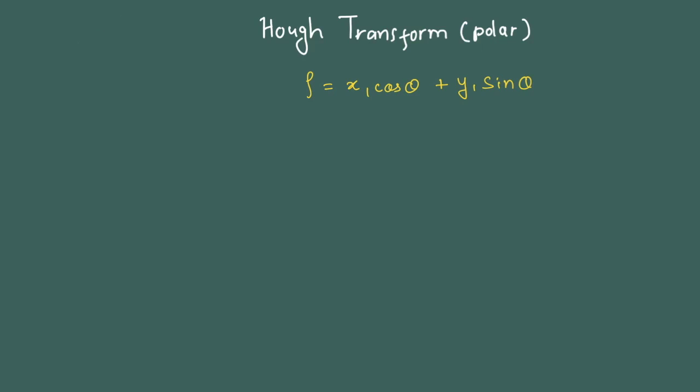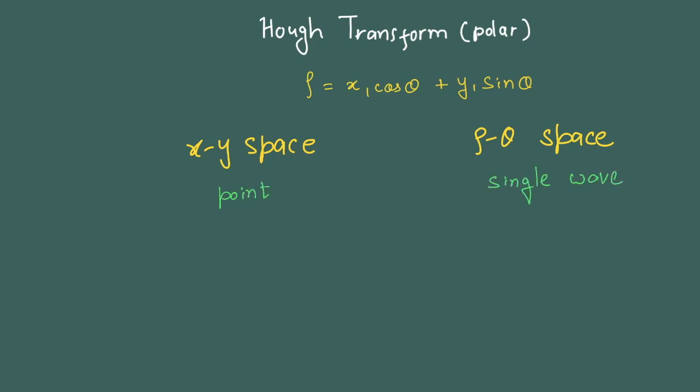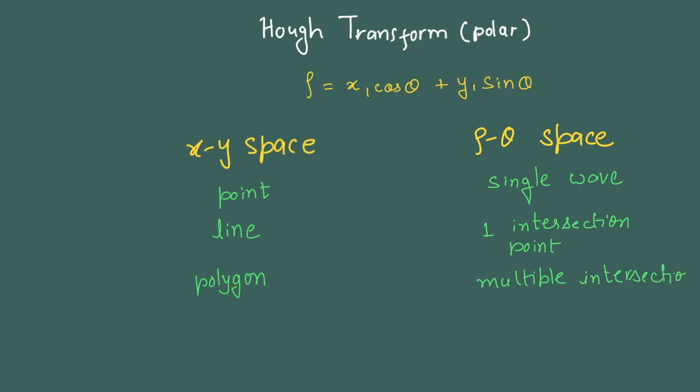Thus we can summarize, if you have a point, it will give rise to a single wave. If you have one line, one intersection point. Polygon, multiple intersections.